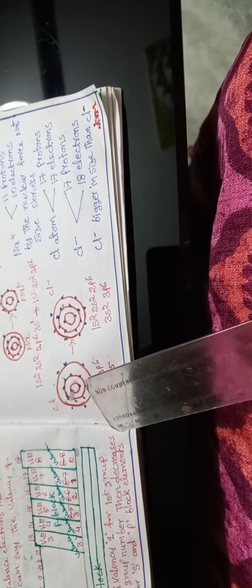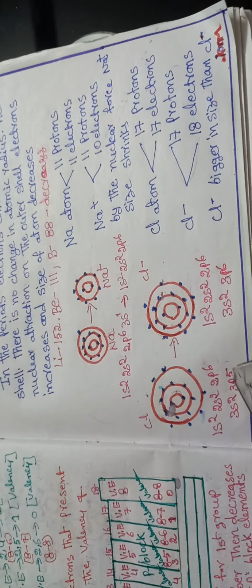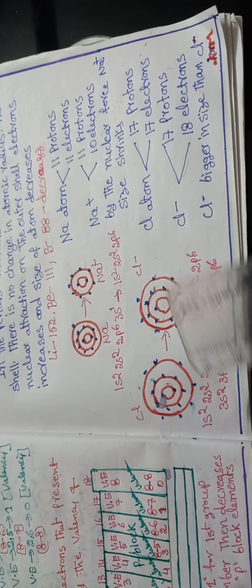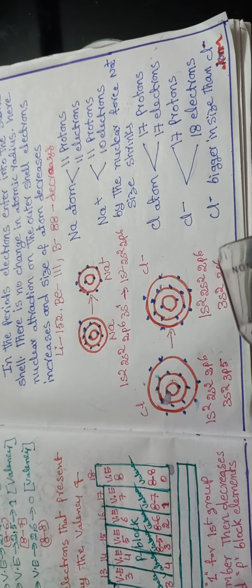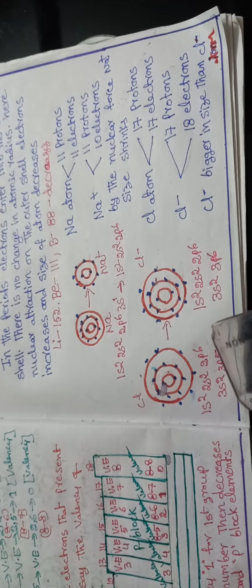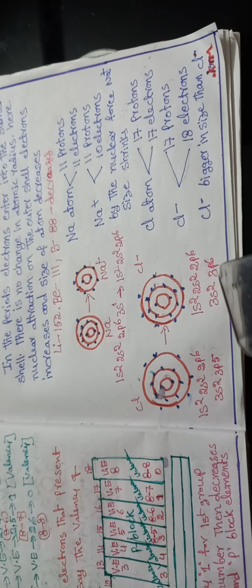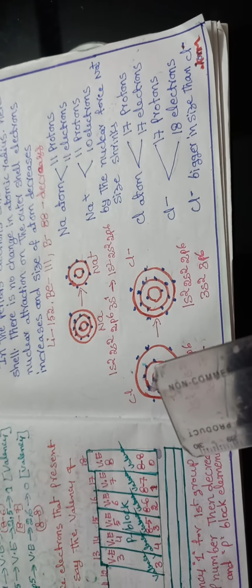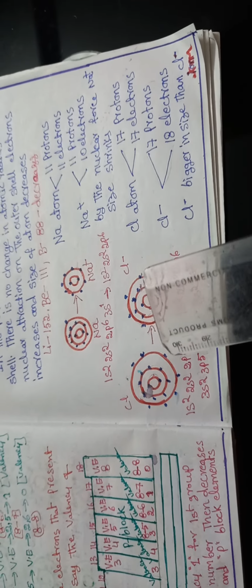Next one, chlorine atom and chlorine ion. Chlorine atom electron configuration 1s2, 2s2, 2p6, 3s2, 3p5. Chlorine ion electron configuration 1s2, 2s2, 2p6, 3s2, 3p6. So in the third shell, here 7 electrons are there, here 8 electrons are there. So the chlorine atom has 1 electron less, and 1 electron is added to the chlorine ion.